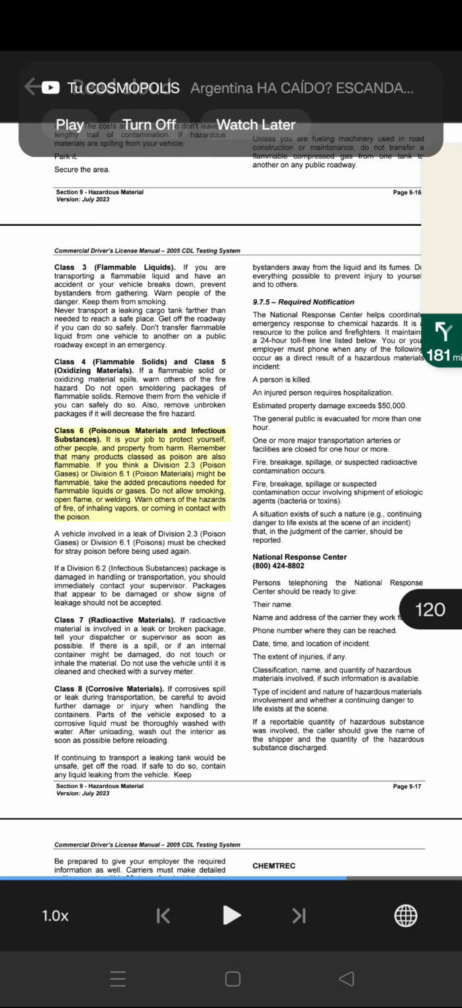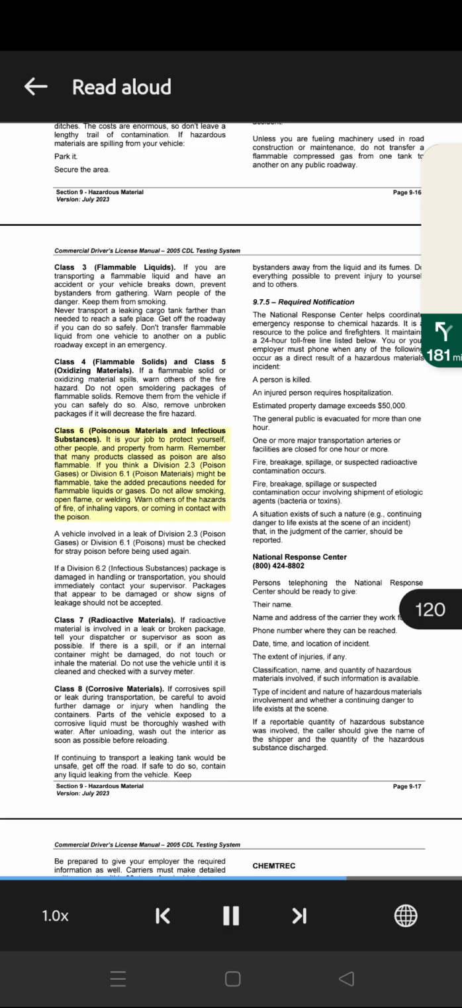If you think a Division 2.3 poison gases or Division 6.1 poison materials might be flammable, take the added precautions needed for flammable liquids or gases. Do not allow smoking, open flame, or welding. Warn others of the hazards of fire, of inhaling vapors, or coming in contact with the poison. A vehicle involved in a leak of Division 2.3 poison gases or Division 6.1 poisons must be checked for stray poison before being used again.